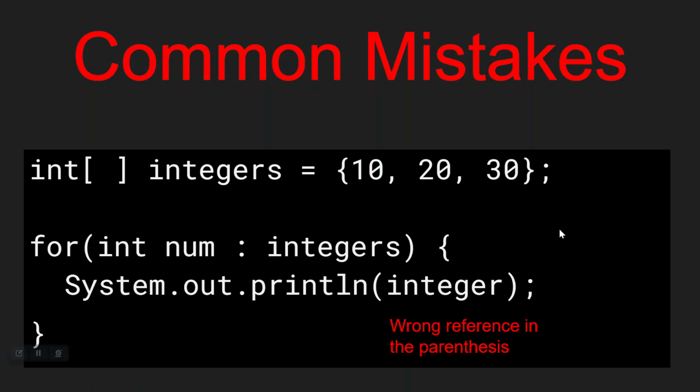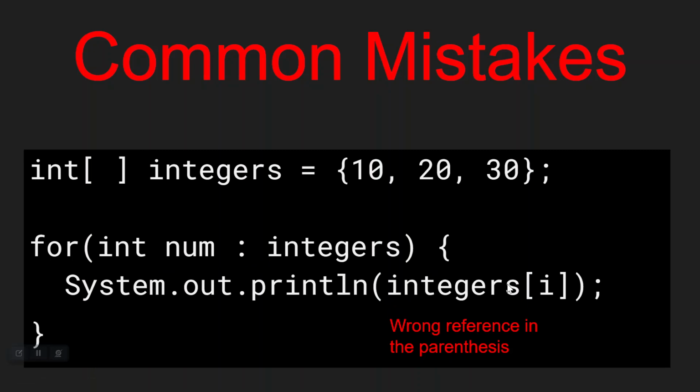Another common mistake is to have a wrong reference in the parentheses. So here we got for int num in integers, and we are printing the word integer, which again, needs to match this right here. We need to make sure that we're printing num. I've also seen students do this where they've written the header for an enhanced for loop, and then they're printing integers at i, which is what you do for a traditional for loop.